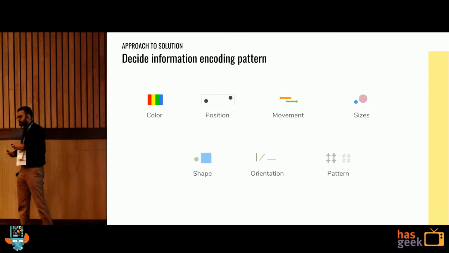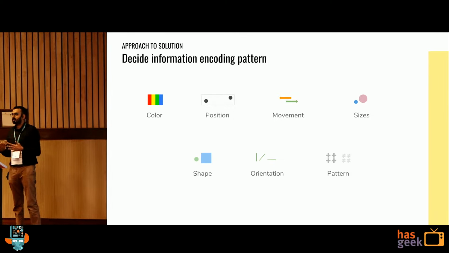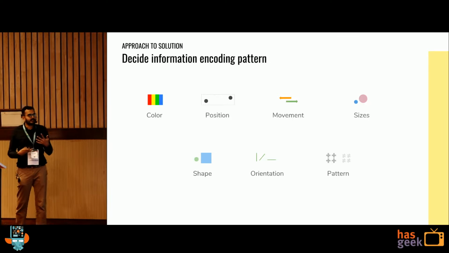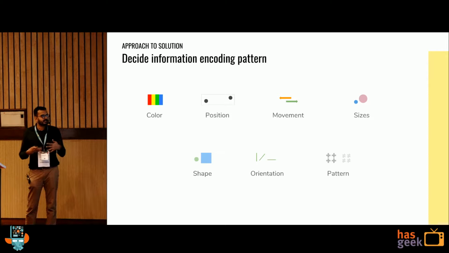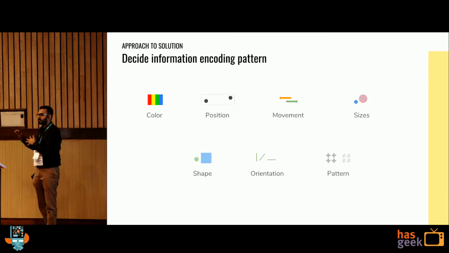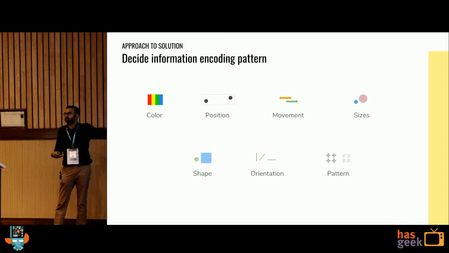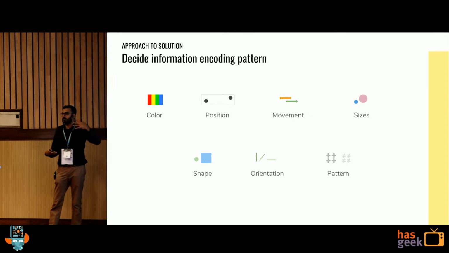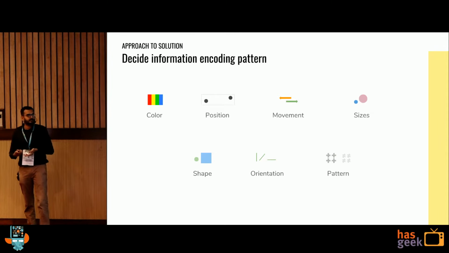Now I look at the pre-attentive attributes. We look at 7 of them, which we very commonly use, which is color, position, movement, sizes, shape, orientation, and pattern. So these are some of the typical ones. There are others like collinearity, which do not translate very quickly on a UI.